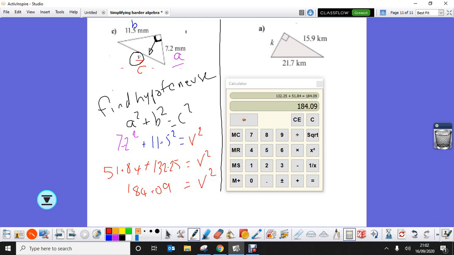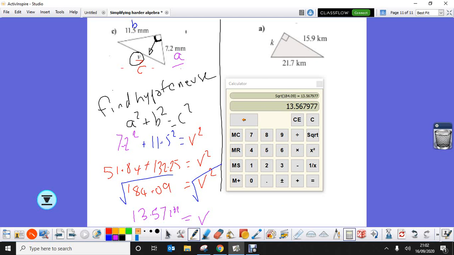I need V on its own, so I'm going to do the opposite of a square, and the opposite of a square is a square root. So I'm going to square root both sides. So if I square root V squared, that's going to give me V, and the square root of 184.09 is going to be 13.57 to 2 decimal places.